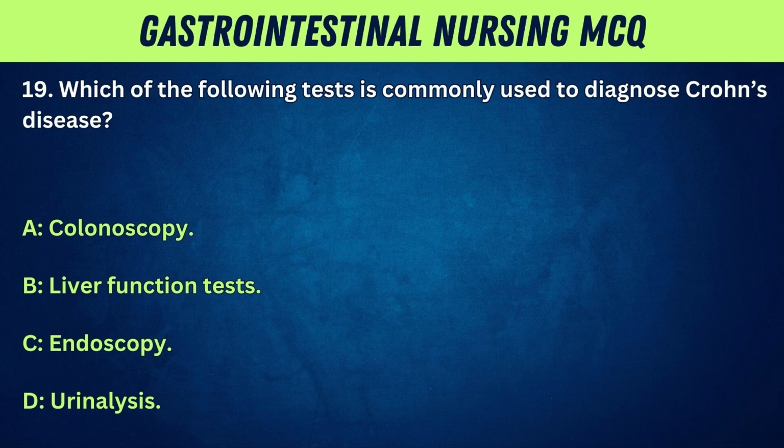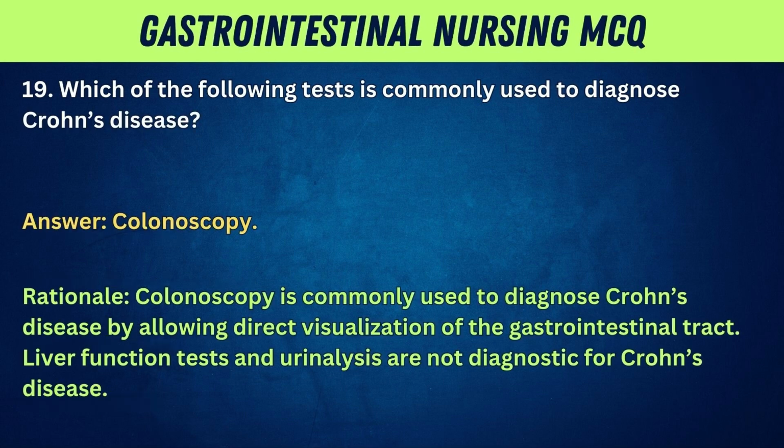19. Which of the following tests is commonly used to diagnose Crohn's disease? A. Colonoscopy. B. Liver function tests. C. Endoscopy. D. Urinalysis. Answer: colonoscopy. Rationale: colonoscopy is commonly used to diagnose Crohn's disease by allowing direct visualization of the gastrointestinal tract. Liver function tests and urinalysis are not diagnostic for Crohn's disease.